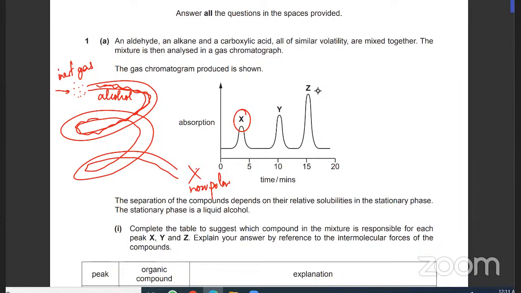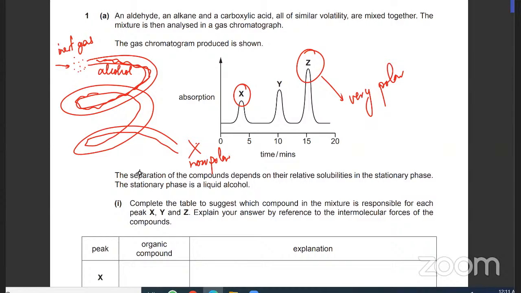And Z is taking a very long time to reach. It's taking almost 15 minutes to come out at the other end, right? So that means Z likes to dissolve in the alcohol. So it continuously dissolves in the alcohol. So that kind of indicates that Z is very polar, right? And Y is then something that's in between, right? Is that clear? So you're saying the non-polar mixes with the very polar very well?